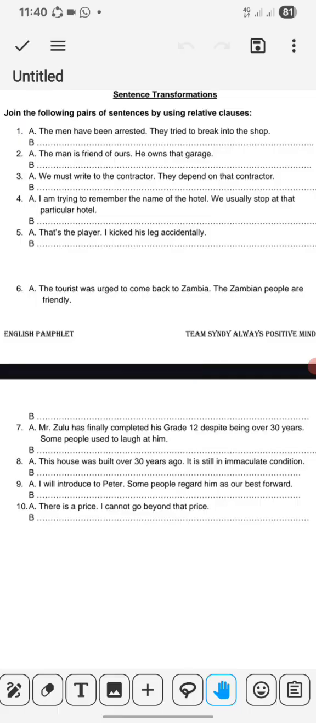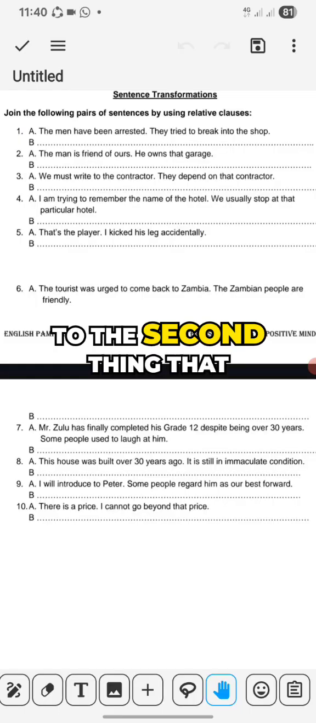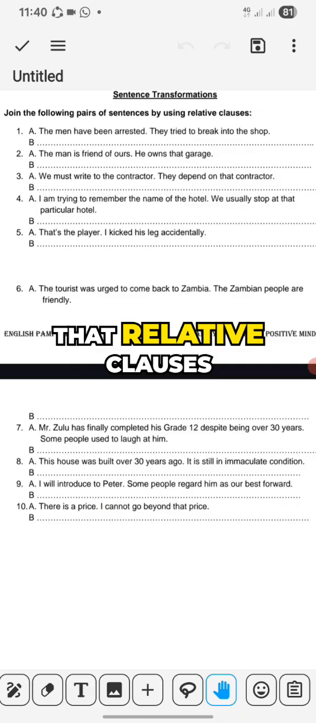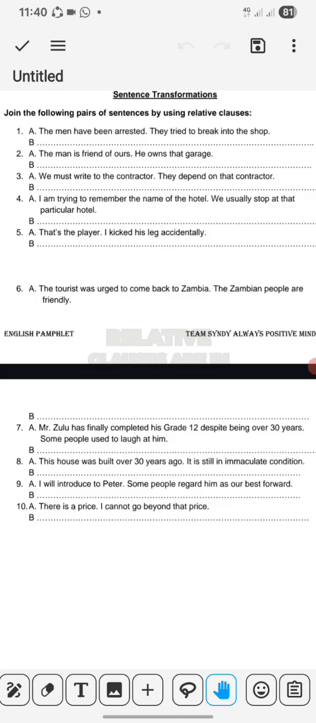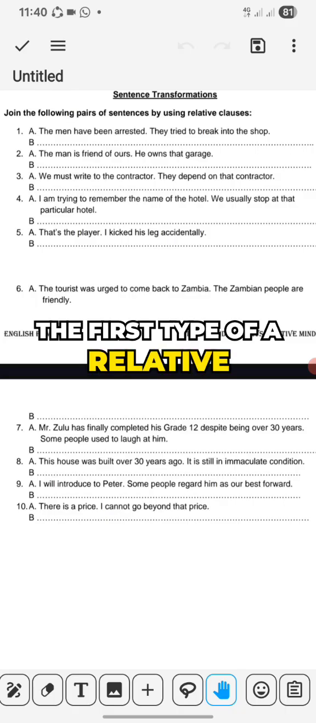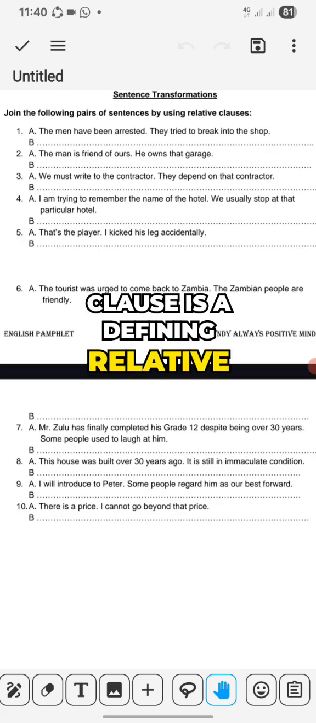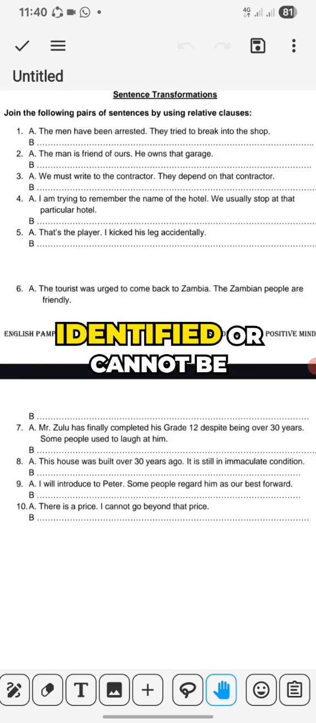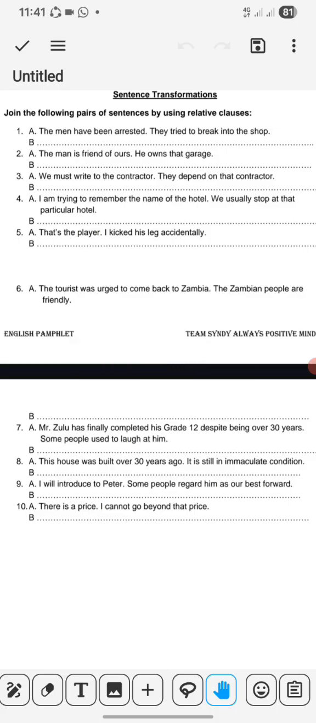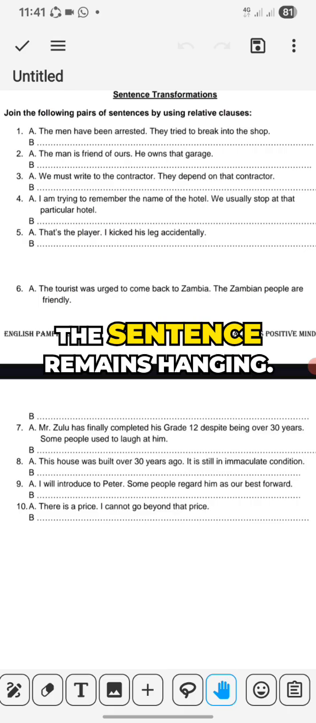Now this will bring us to the second thing that we need to talk about, that relative clauses are in two types. We should never forget this. Relative clauses are in two types. The first type of relative clause is a defining relative clause. A defining relative clause is what gives the subject more or detailed information about it. Without it, the subject may not be identified. Without it, the sentence remains hanging.